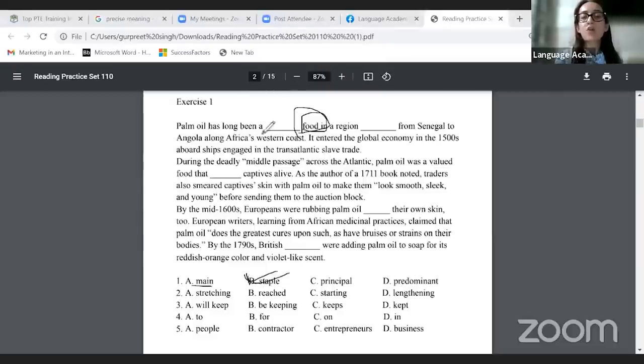Palm oil has long been a staple food, a main food, in a region stretching from Senegal to Angola. And I could see some of you writing reached. Don't you give yourself examples? Like, can we say reached from Sydney to Melbourne? Because these are the names of land areas. So just put any two land areas: reached from Sydney to Melbourne, lengthening from Sydney to Melbourne. Distance is never said in length. Starting from Sydney to Melbourne is still fine, but the right answer is stretching.